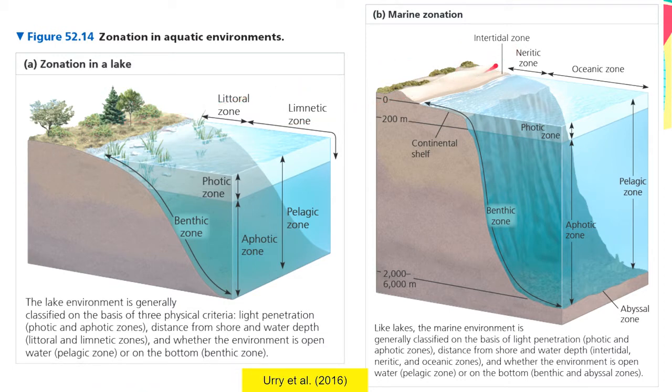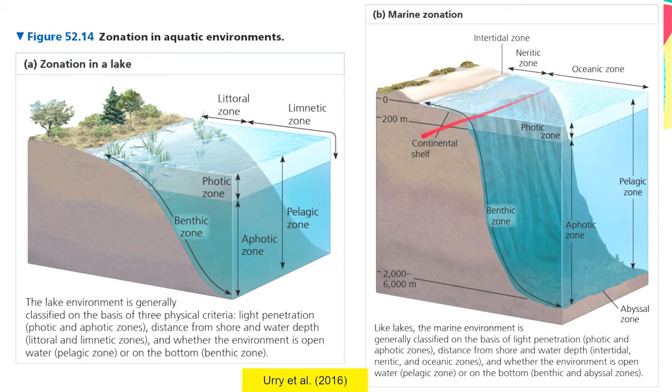You also have here the intertidal zone. This is the part of the sea that's near the shore, and this is where, when there's high tide, it's covered with water, but when it's low tide, it is exposed. Next is the neritic zone. This is part of the sea or ocean that is still closer to the shore, but it's mostly covered with water.